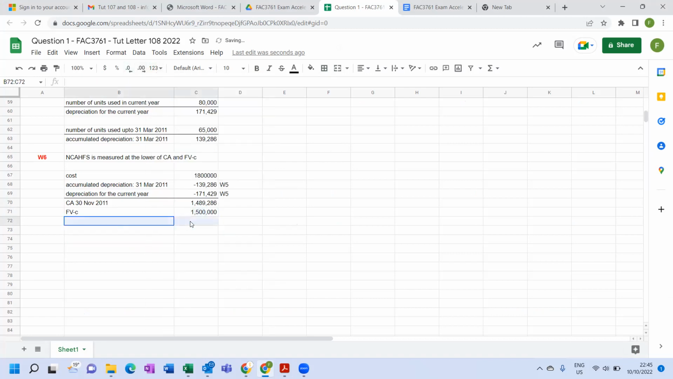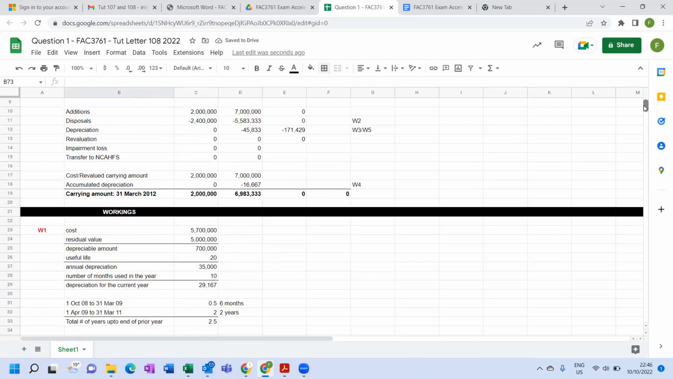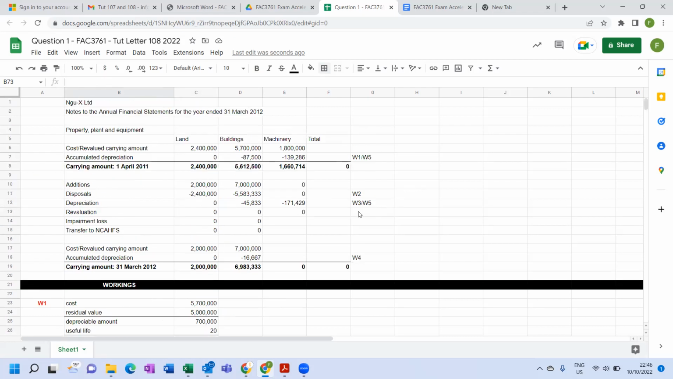So which one is lower? It is the carrying amount. So if fair value less cost to sell was lower, then there would have been an impairment loss. But because fair value less cost to sell is more than carrying amount, there is no impairment loss. Okay, so therefore over here, I will put in here, so that is 0.